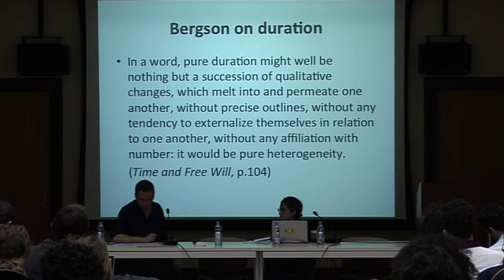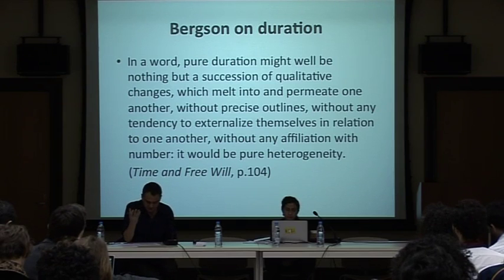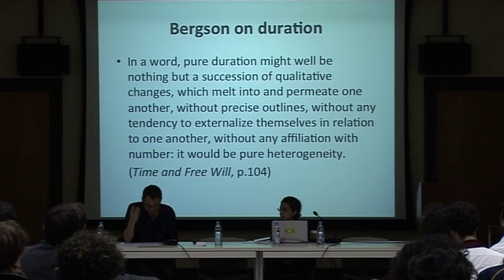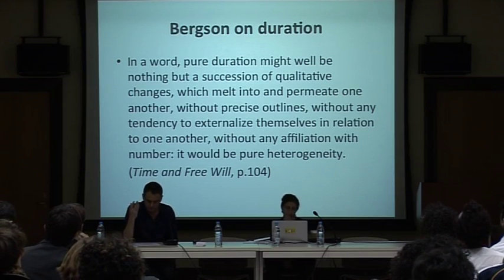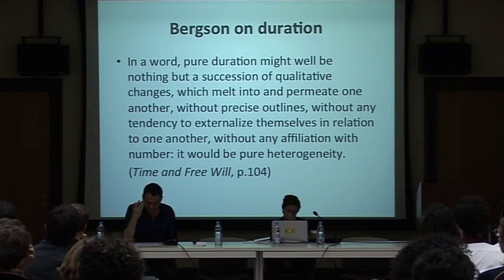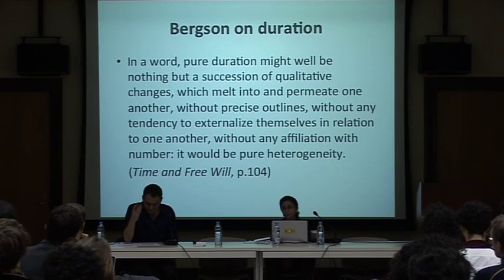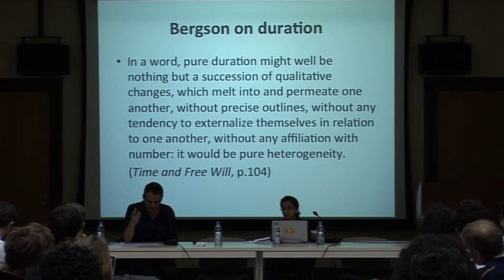This is the first quote from Bergson, from Time and Free Will. In a word, pure duration might well be nothing but a succession of qualitative changes which melt into and permeate one another without precise outlines, without any tendency to externalize themselves in relation to one another, without any affiliation with number. It would be pure heterogeneity.